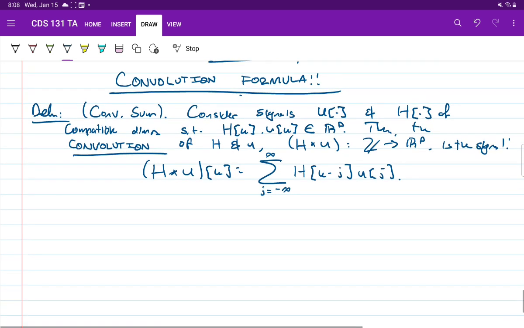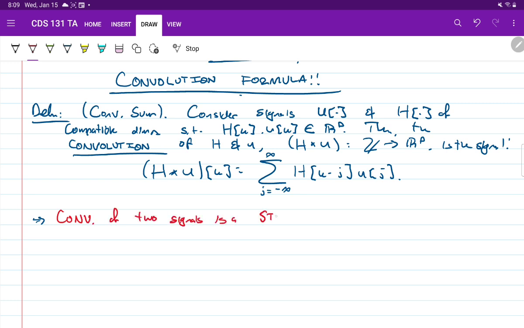Now it's important to note, convolution of two signals is a signal, not a value. Okay, just as another quick side note, we'll use the word convolve to describe the action of taking the convolution of two signals. Okay, so what we're saying here is if we convolve h and u, we should get another signal. Okay, not a single fixed value. Okay, fantastic.